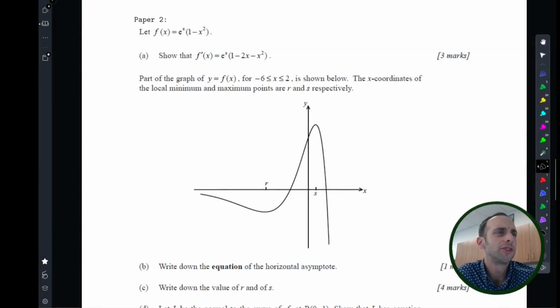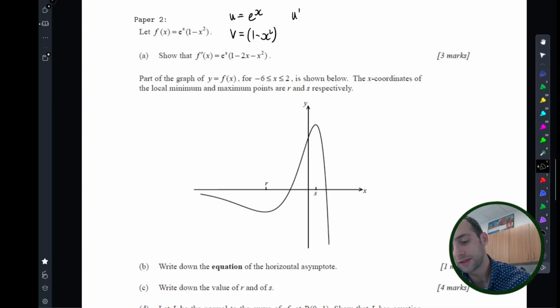So our first IB question comes from a paper 2, but we don't need to use the calculator for many of the pieces as we have command terms such as show that and some write downs. Okay? So we begin with part A, where we're asked to show that the first derivative of e to the x times 1 minus x squared is e to the x times 1 minus 2x minus x squared. So clearly this is a product rule problem. Okay? Our two ingredients, u and v, these guys should be e to the x and 1 minus x squared.